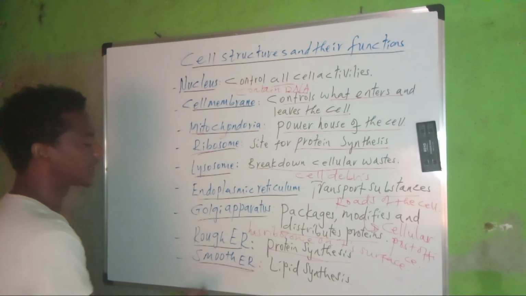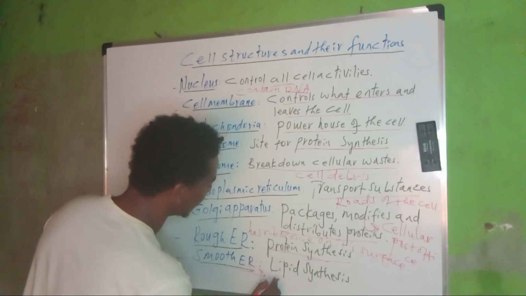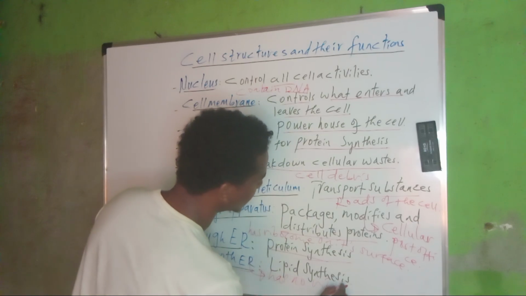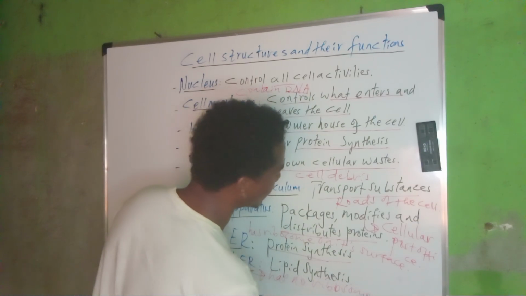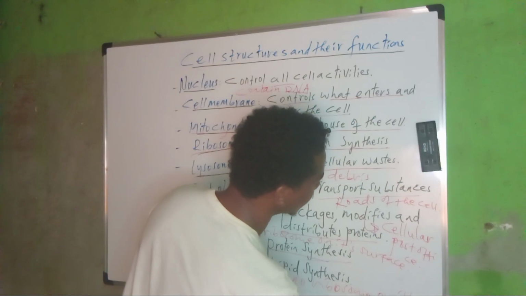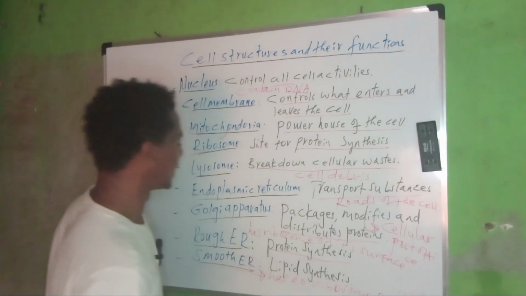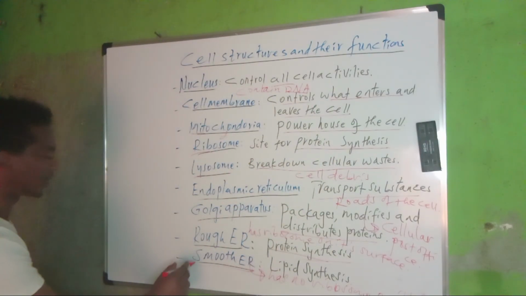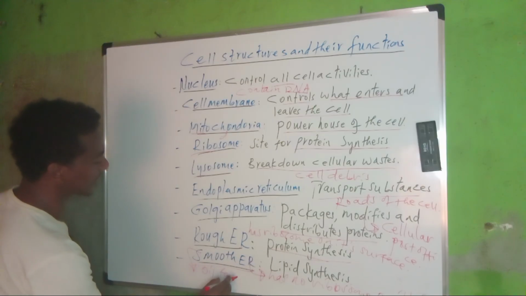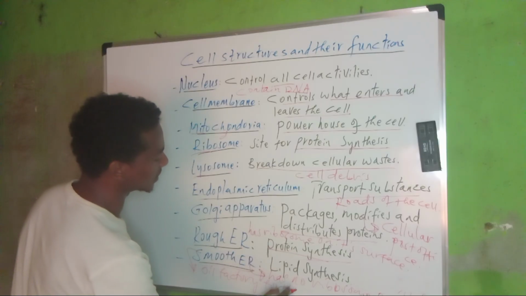Smooth endoplasmic reticulum has no ribosomes on its surface. So, since it has no ribosomes on its surface, it is involved in lipid synthesis. Sometimes it is known as the oil factory for the cell.